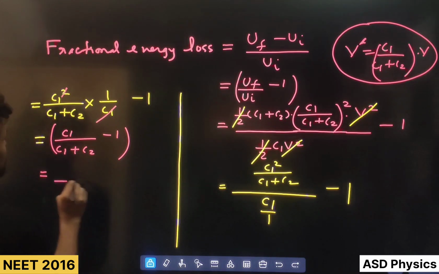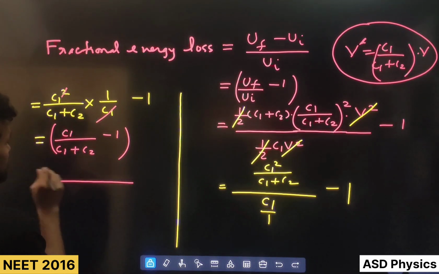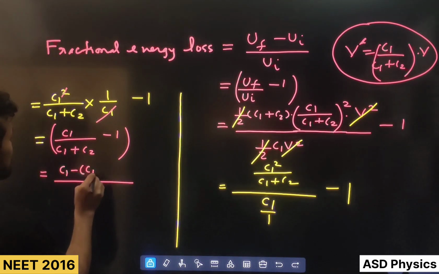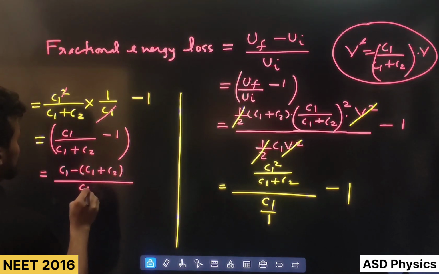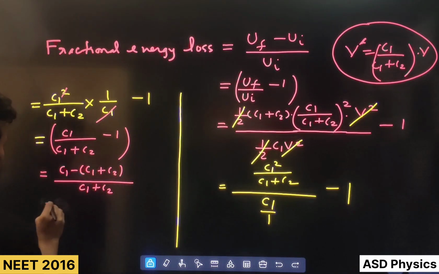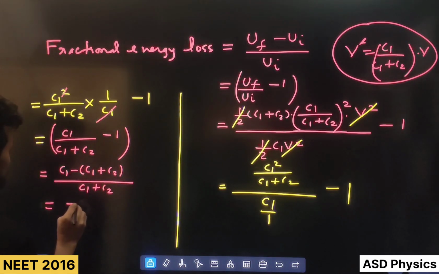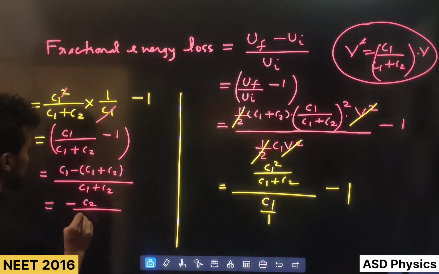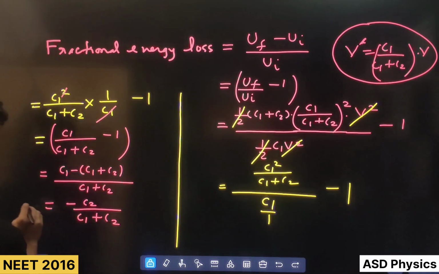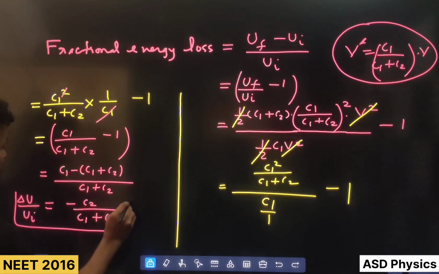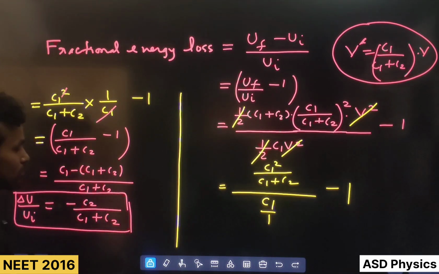If I simplify this, it comes C1 minus C1 plus C2 by C1 plus C2. When the minus multiplies inside, C1 also cancels out. That means it will come minus C2 by C1 plus C2. This is the fractional energy loss, delta U by Ui. You have to remember the formula.